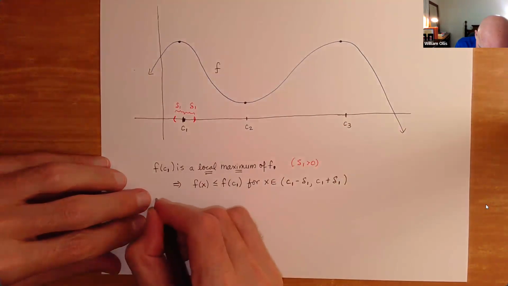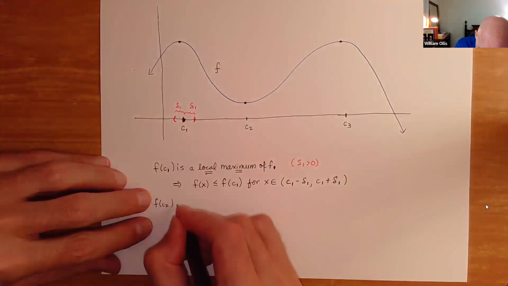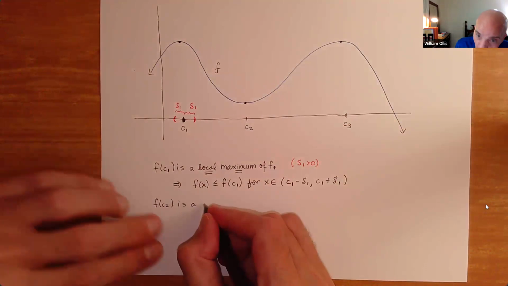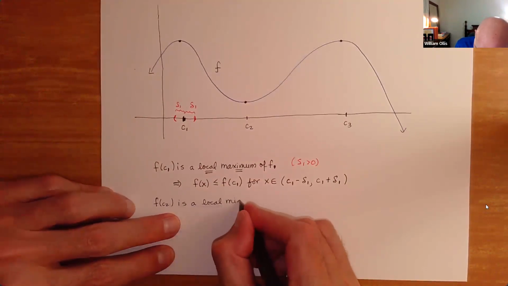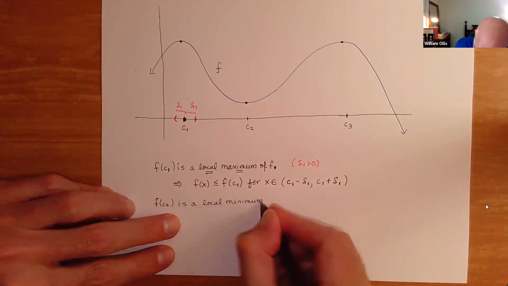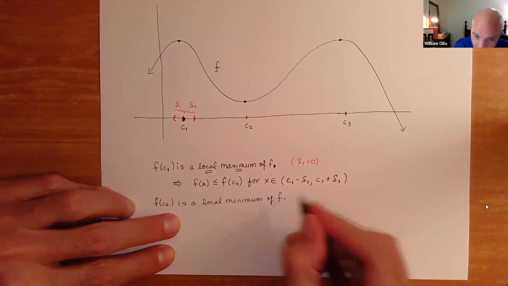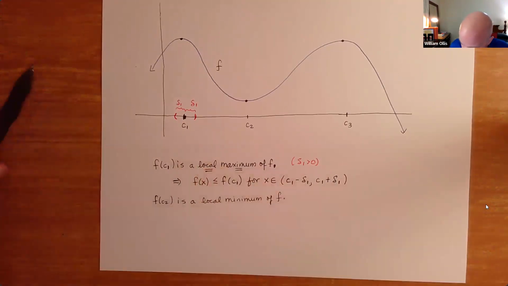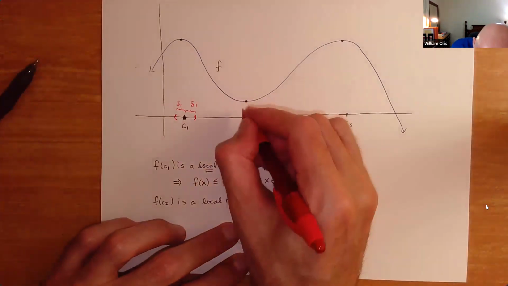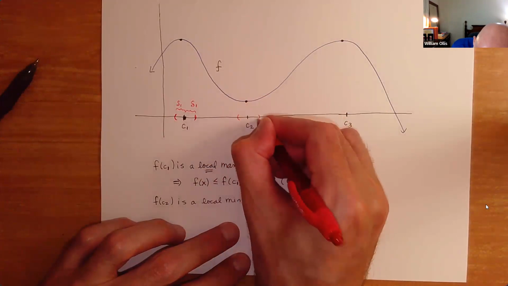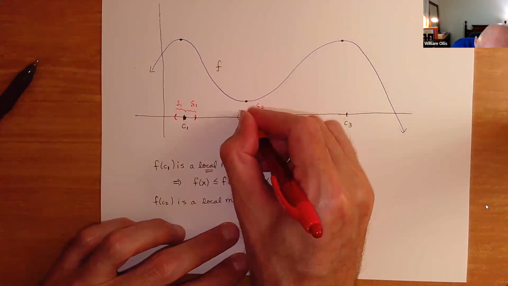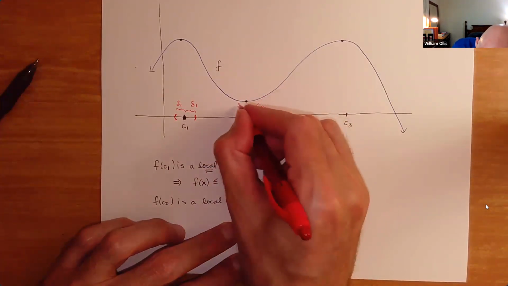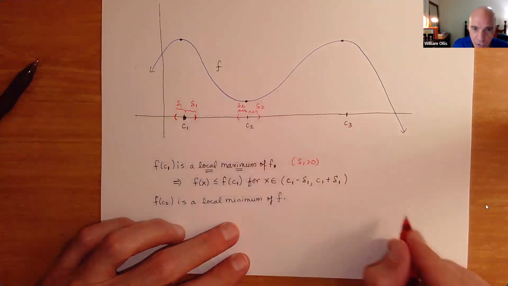Now, of course, you might say the same thing for f of C3, but let's do the C2. We'll say f of C2 is a local minimum of f. And what that means, we can do the same thing. We'll go a distance delta 2 on either side. Delta 2 is just a name for a value, positive value, delta 2 on either side.